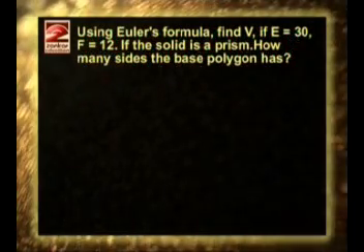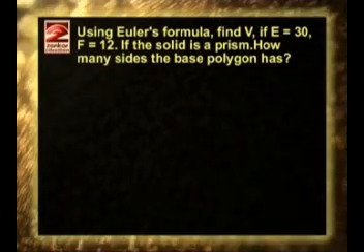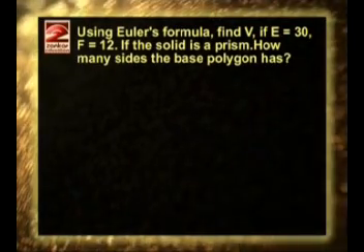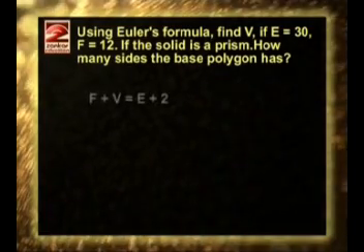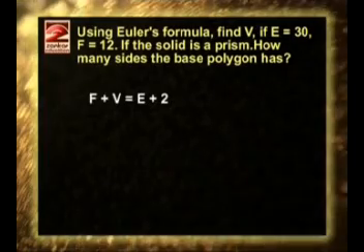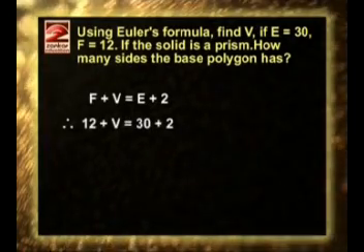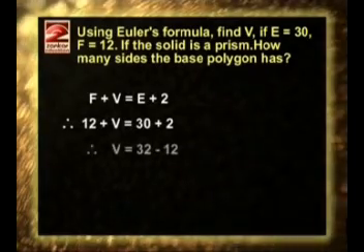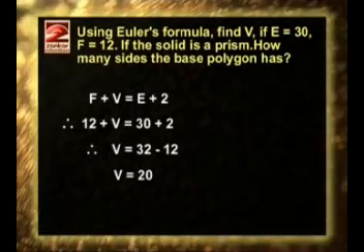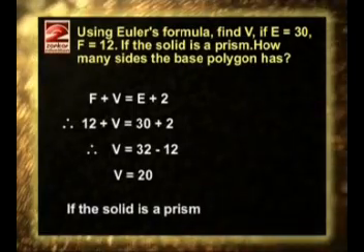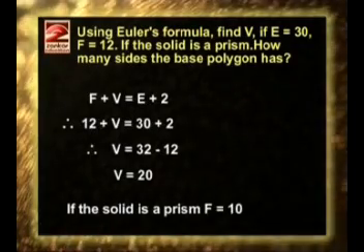The question is, using Euler's formula, find V if E is 30, F is 12. If the solid figure is a prism, how many sides does the base polygon have? F plus V is equal to E plus 2. Therefore 12 plus V is equal to 30 plus 2. Therefore V is equal to 32 minus 12, that is equal to 20. If the solid is a prism, then the base has 10 sides.